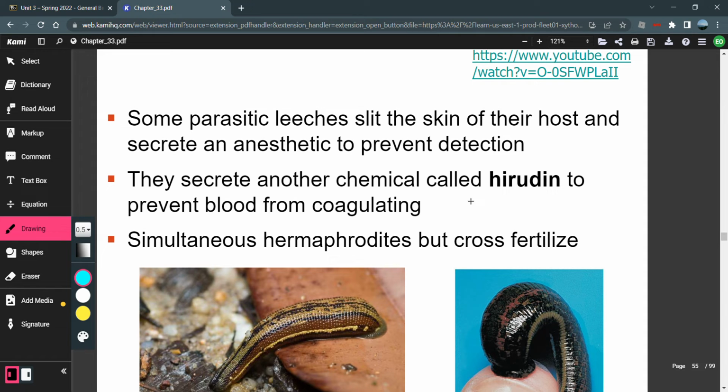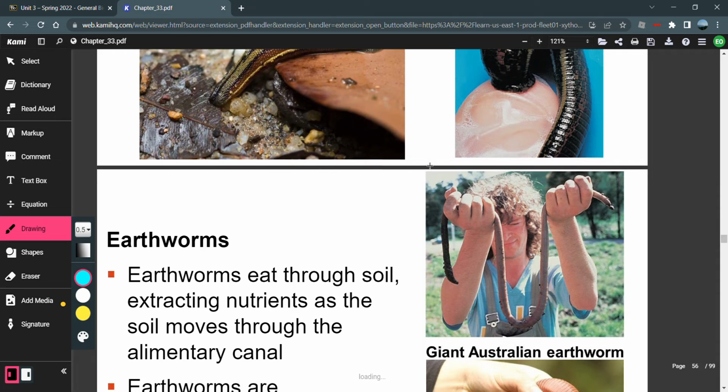Because once there's a rupture in a blood vessel, the coagulation cascade immediately happens. But of course, the leech doesn't want the coagulation cascade to achieve its job, which is sealing the breach that the leech has made, so it releases a chemical to prevent coagulating, so it can keep a continuous flow of blood.